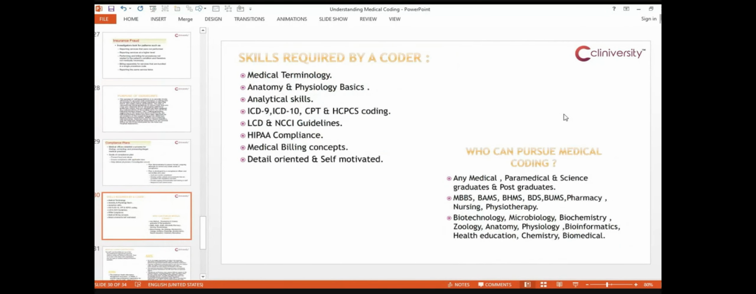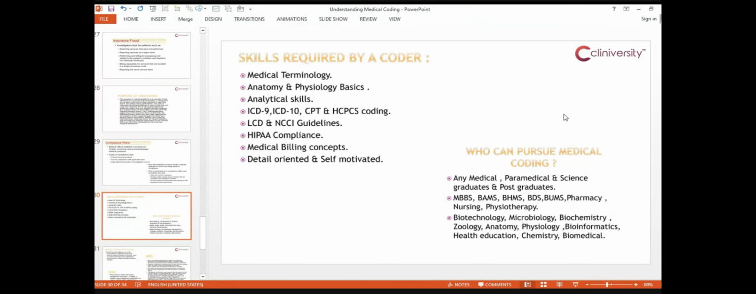Now, coming to the very important part of this whole presentation: what kind of skills are required by a medical coder. The thing is, a medical coder must be very thorough with medical terminologies. Why? Because once we receive medical reports, one thing we have to talk about is our speed, right? Because in a day around 30-40 reports you have to handle.